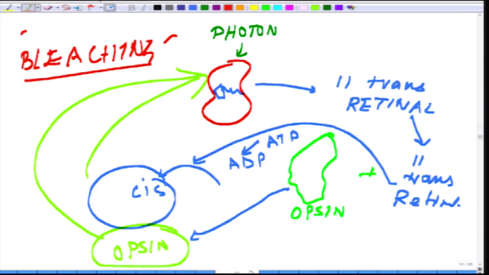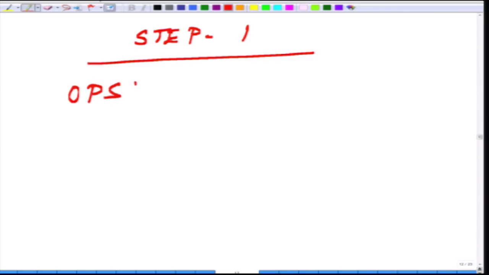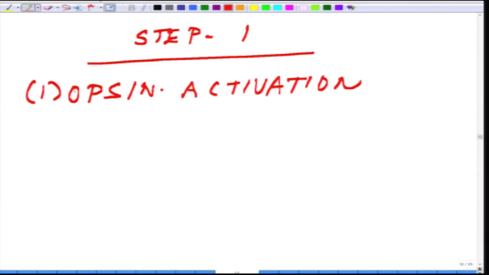That is what we are going to discuss, how that channel remains open. So, what essentially happens in step 1, if we come back to step 1. Step 1 was opsin activation, because when the light falls, the opsin comes out and the 11 transretinal dissociates. Okay. Then step 2, opsin does something very interesting.